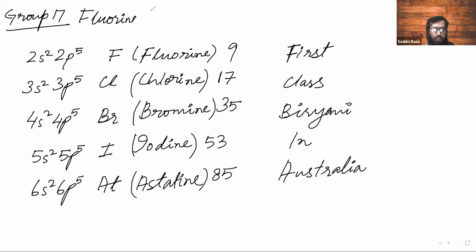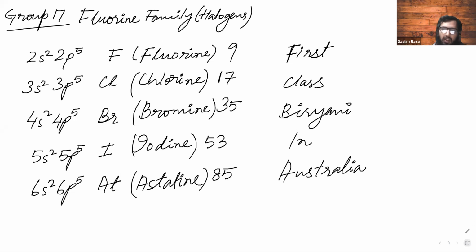This is the fluorine family, also known as halogens. They have their own name, halogens. This is everything. Did you note this down, and the previous ones also? Yes, sir. Okay, great.